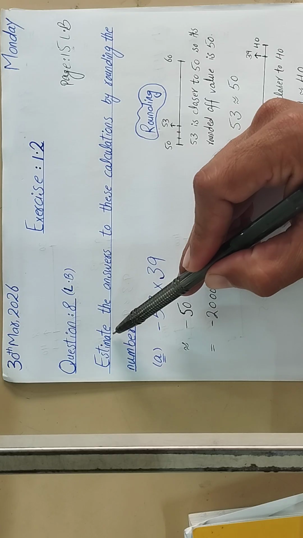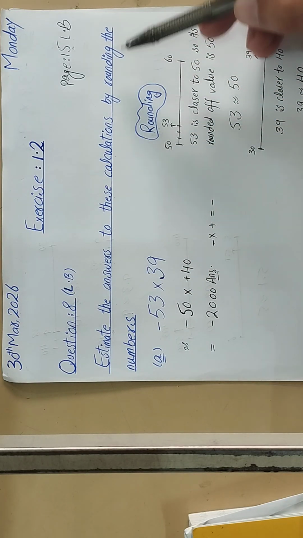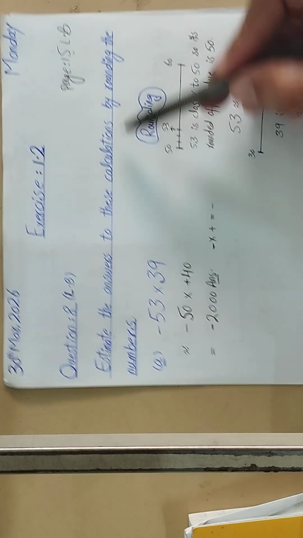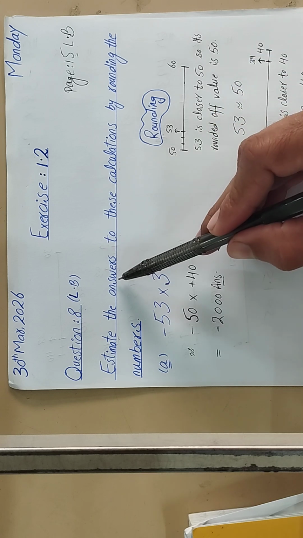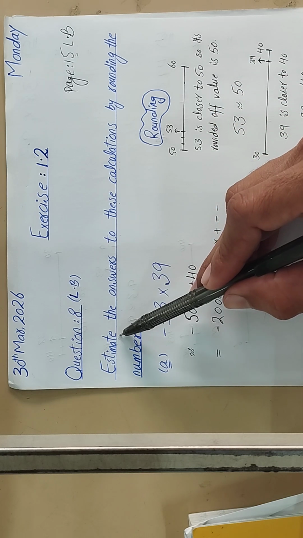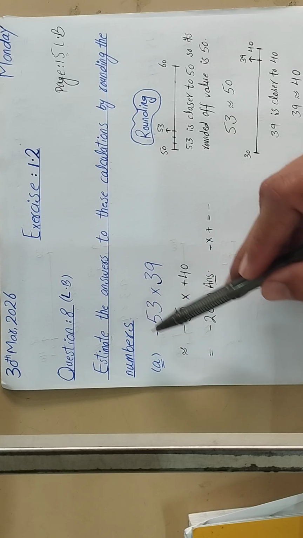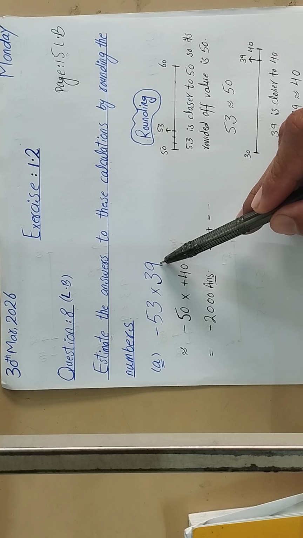The statement of the question is: estimate the answers to these calculations by rounding the numbers. Now this statement means that first round off the numbers of the calculation and then find the answer. That answer will be the estimated answer. Let's see the first part to understand this statement clearly. The first part is minus 53 multiplied by 39.